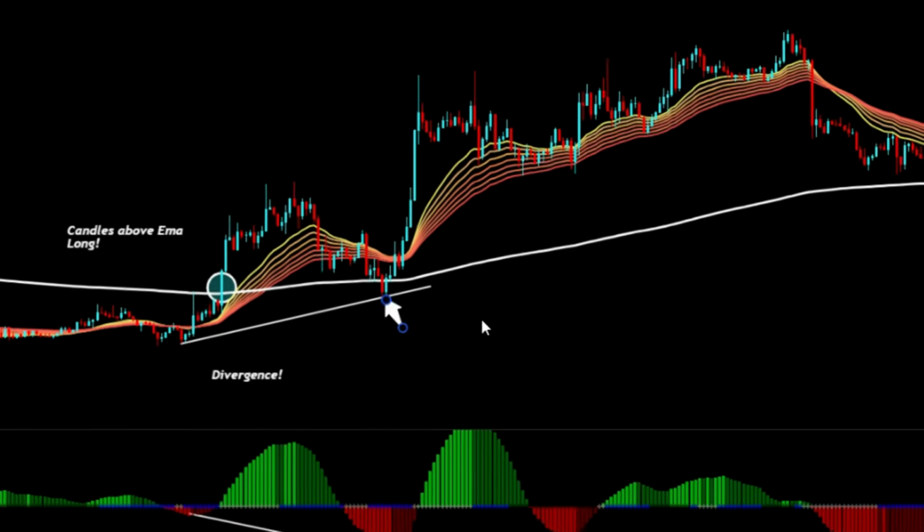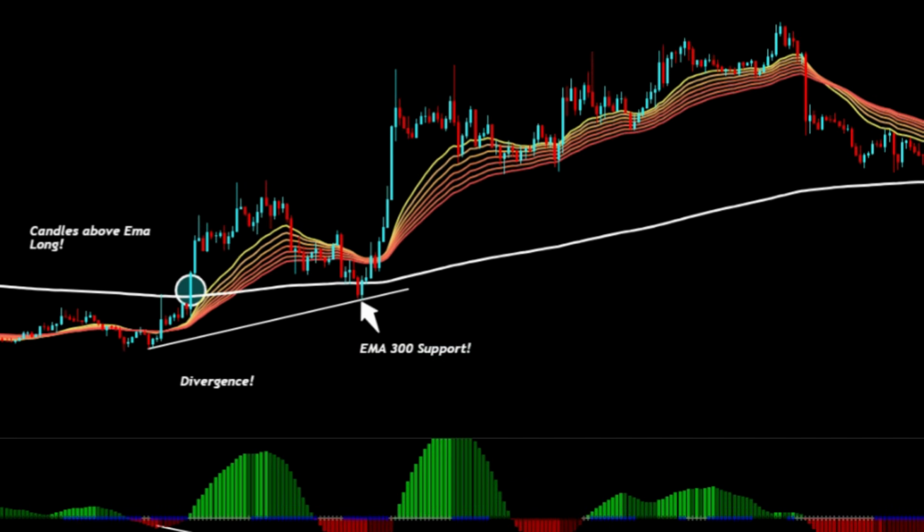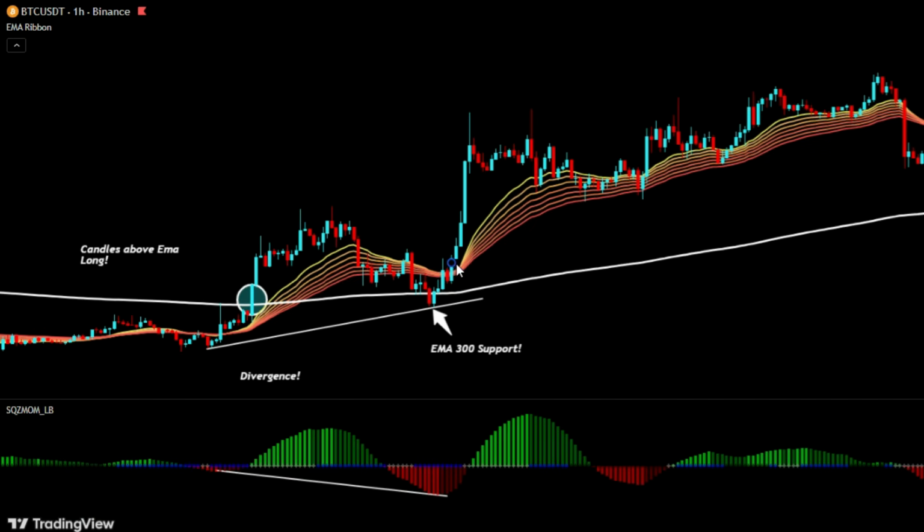As the move develops, price interacts with the 300 EMA and finds support before moving higher again. The breakout above the EMA ribbon provides another piece of confirmation, helping us build confidence in the overall setup.